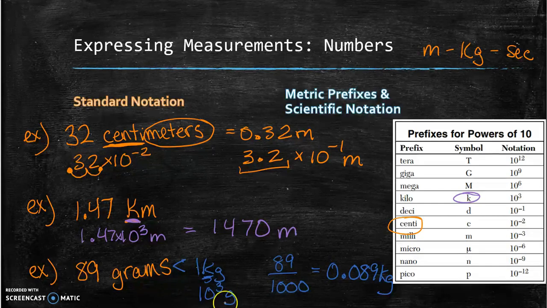Another way sometimes people will think about this is it's 10 to the 3, or just 3 decimal places different. So if my decimal was here, I would actually move my decimal to the left to get to a larger unit. You would move it to the left, so 0.089 kilograms.